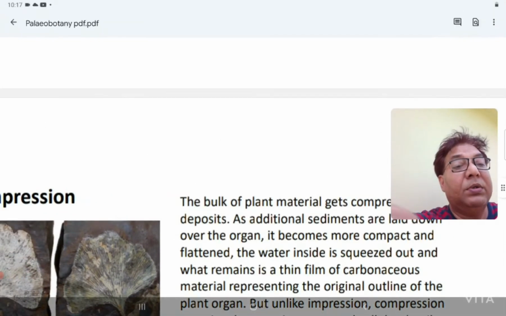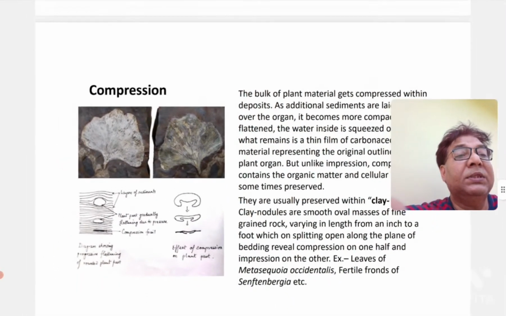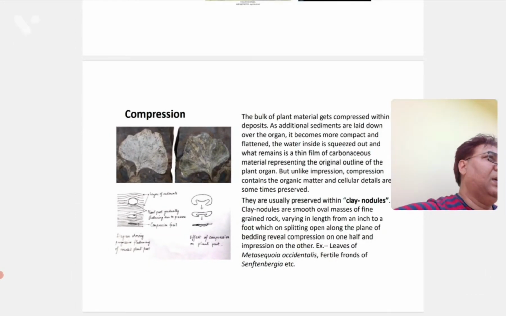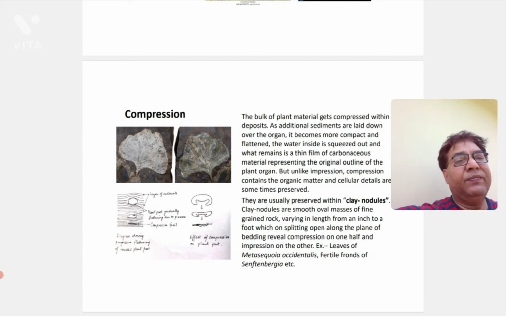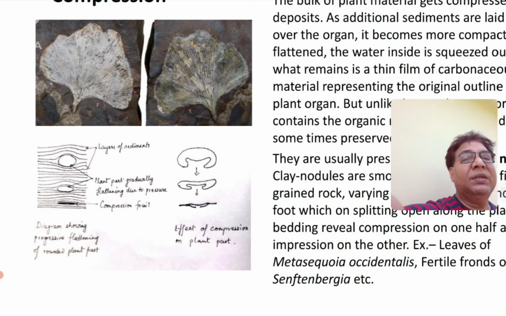Now talking about compression. Compression, as the name suggests, is compressed material. What happens after falling on the ground? It will definitely be layered by sedimentation, sedimentary rock, and then the material will get compressed. A rounded body will become flattened. So it will be difficult to say what the actual structure was after getting a fossil of this type. You will not be able to say what the actual shape was. Sometimes you might infer, or most of the time you will fail.